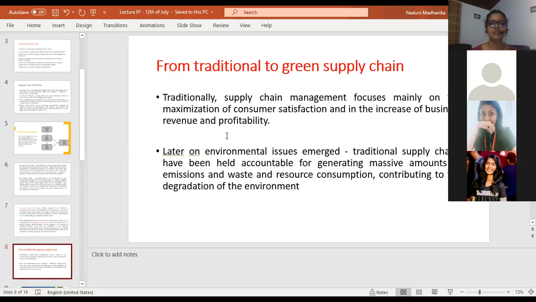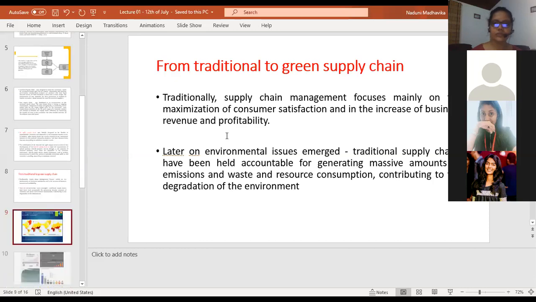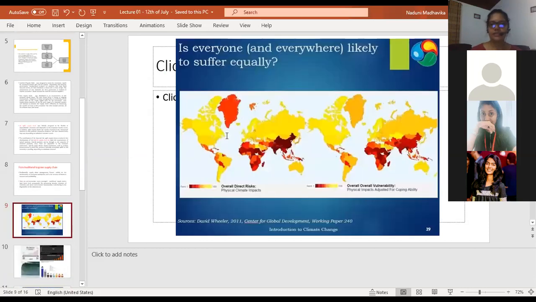They were not considering future generations. So they were harming the environment. So this basically contributed to the degradation of the environment. So look at this. What is this? It's a general question. This is the world map.